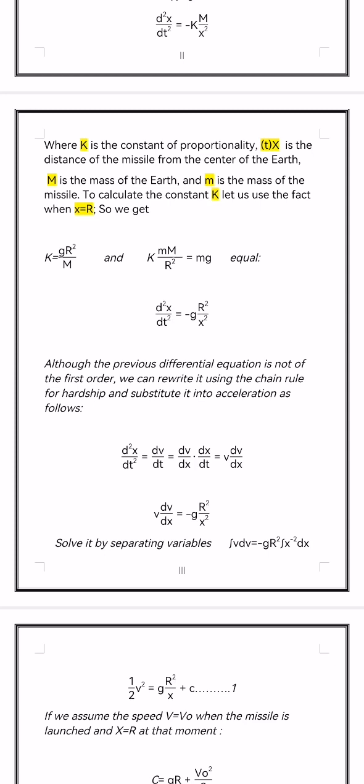Solve it by separating variables. Integration of v dv equals minus g R square times integration of x to the minus 2 dx, and half v square equals g multiplied by R square divided by x plus c. This is equation number 1.